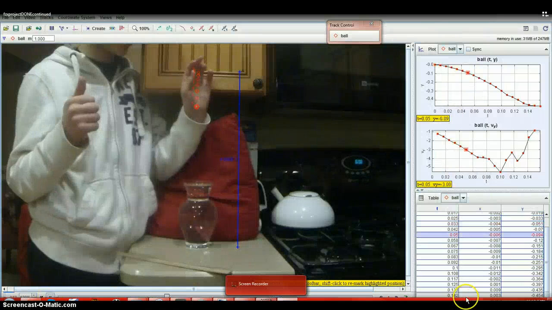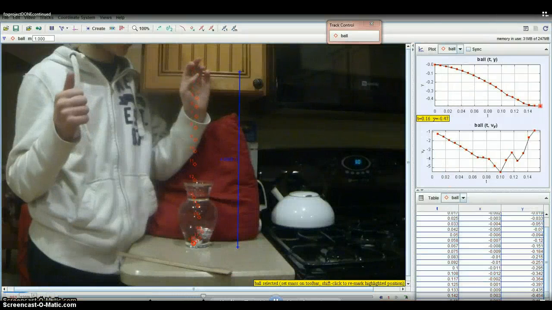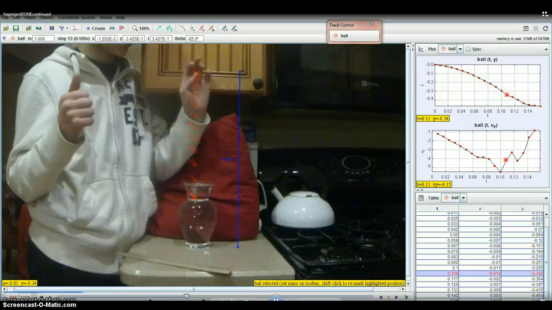For our video, we decided to record a small metal ball dropping into a vase full of water. After putting this video into the tracker, we noticed that the t versus y graph had a smooth curved line until about 0.11 seconds, which is where the ball hit the water.